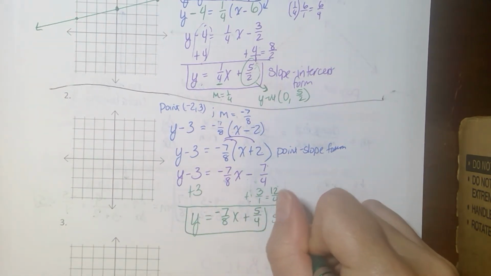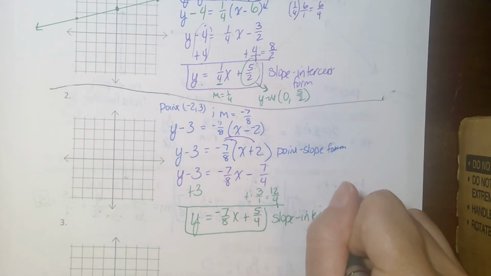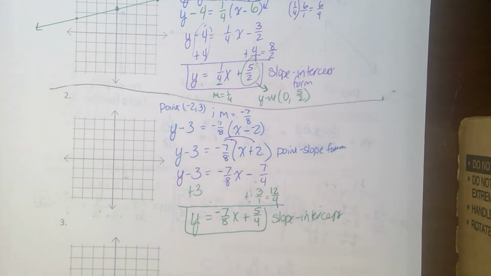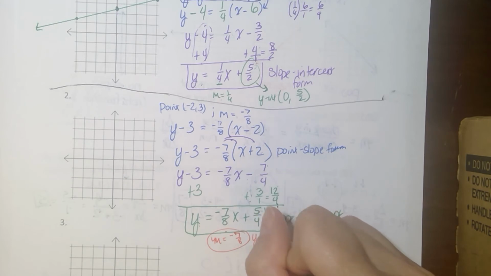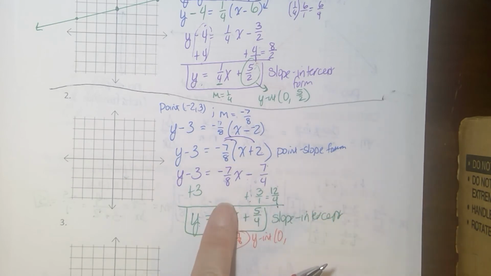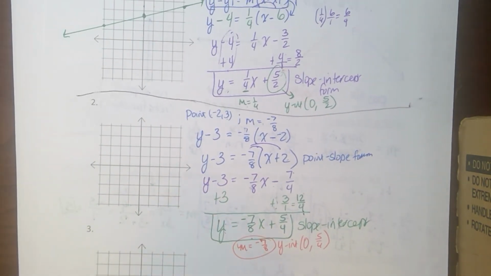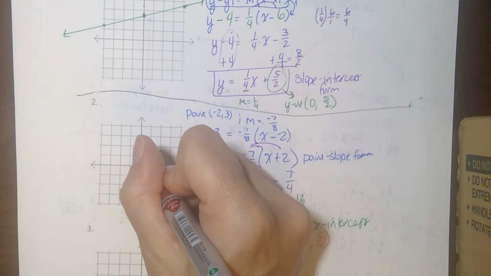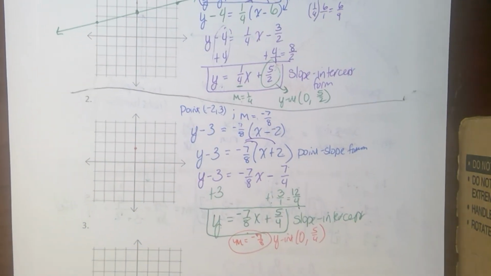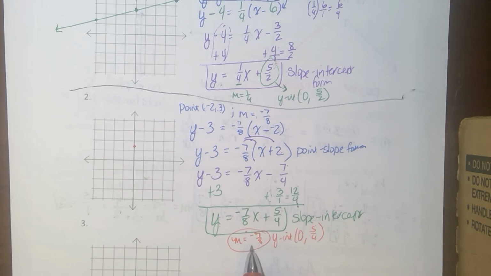And this is my slope-intercept form of my line, where I have a slope of -7/8. Notice that the slope is the coefficient of the x term when I'm in this form of the equation. And my y-intercept, when x is 0, y is 5/4. Well, 5/4 is 1 1/4, so it's just over 1. Going to be right there. My slope tells me I'm going to be going down 7 to the right 8.